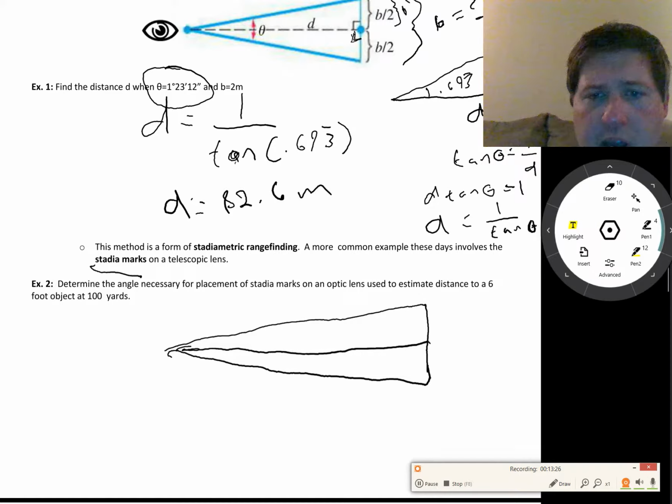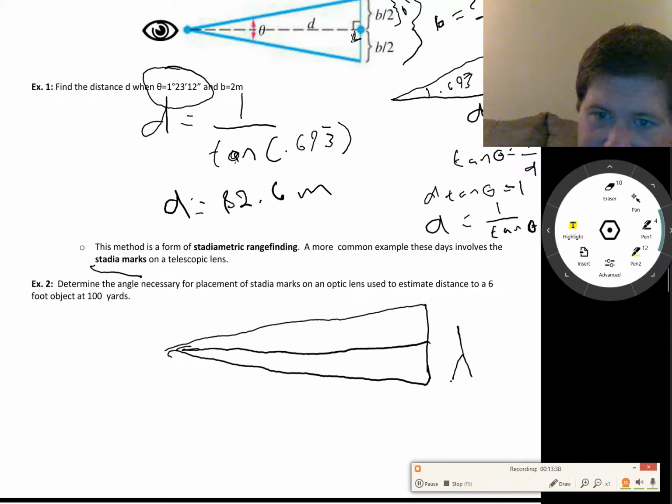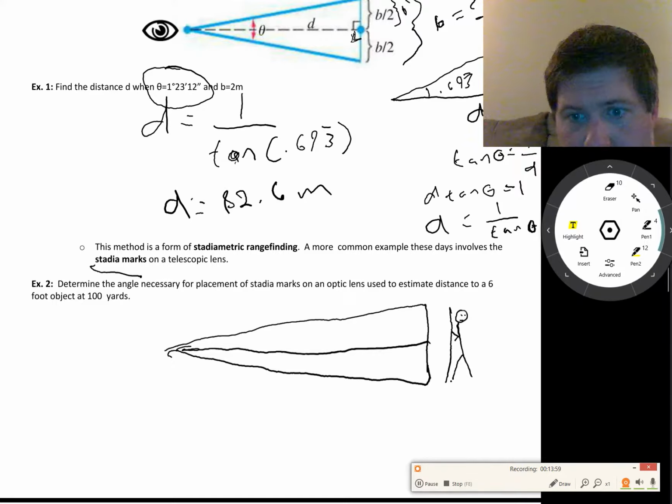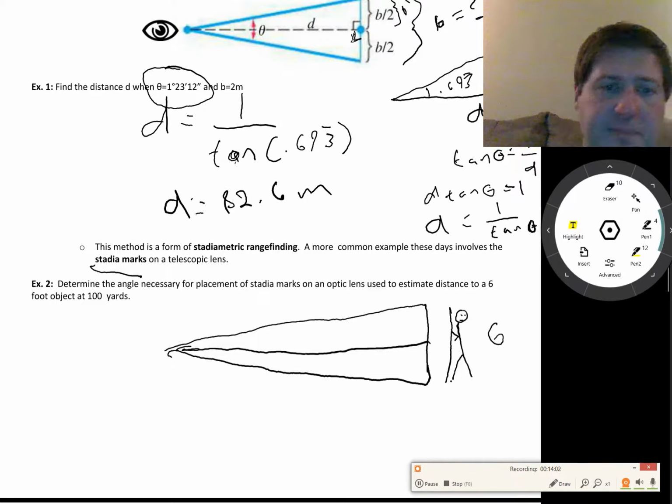Yikes. Okay, so what we have here is we want to be able to look at something that's about 6 feet tall. So let's say use a little person here at 6 feet. He's very confused. And let's say also, why not, he's holding a stick that's also 6 feet. You could do this with a 6 foot tall person or a surveyor holding a 6 foot tall stick. Either way, we've got 6 feet. We know that this is 6 feet tall. We want our distance to be 100 yards.